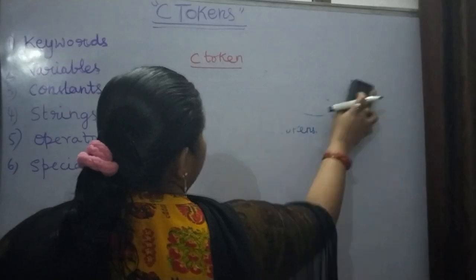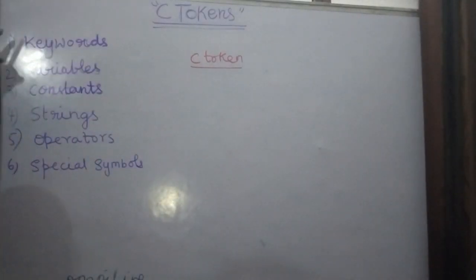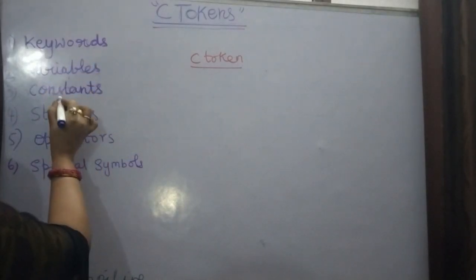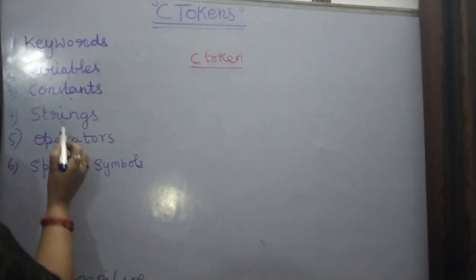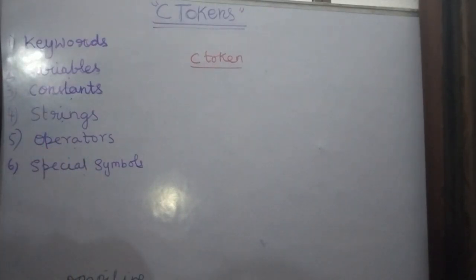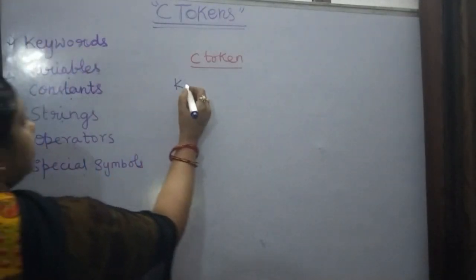Now, these C tokens are of 6 types: keyword, variable, constants, strings, operators, and special symbols. So these are all called tokens. Now I am going to explain about the keyword.